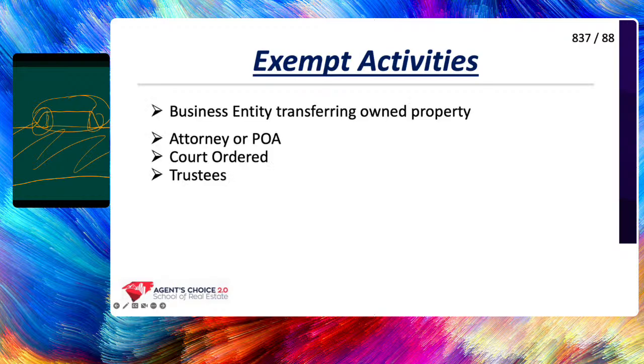Things that are exempt. In other words, things where people can do real estate without a license and it's still legal. A business entity, just like a for sale by owner can sell their own property without an agent, can sell its own property without an agent. So the entity owns the property. They're basically for sale by owner. And the person in charge of the entity can do real estate without a license because they're doing their own real estate.